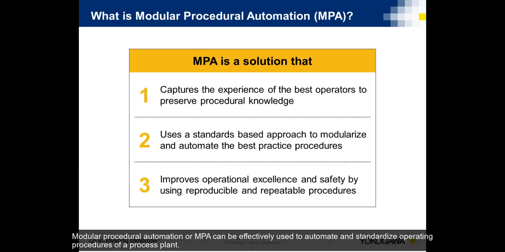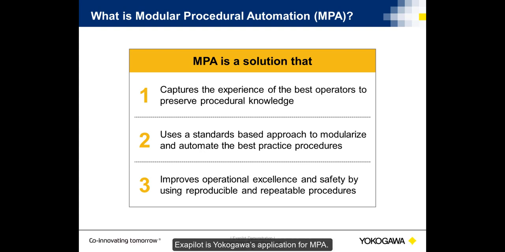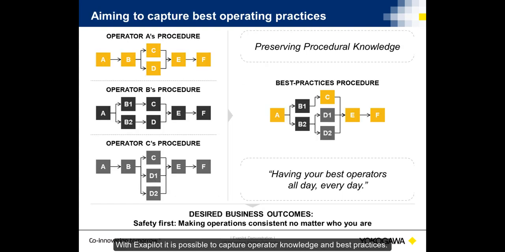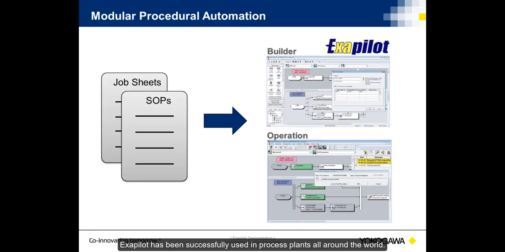Modular Procedural Automation, or MPA, can be effectively used to automate and standardise operating procedures of a process plant. Exapilot is Yokogawa's application for MPA. With Exapilot, it's possible to capture operator knowledge and best practices. Having Exapilot in the control room is like having your best operator in the control room all the time. Exapilot has been successfully used in process plants all around the world.